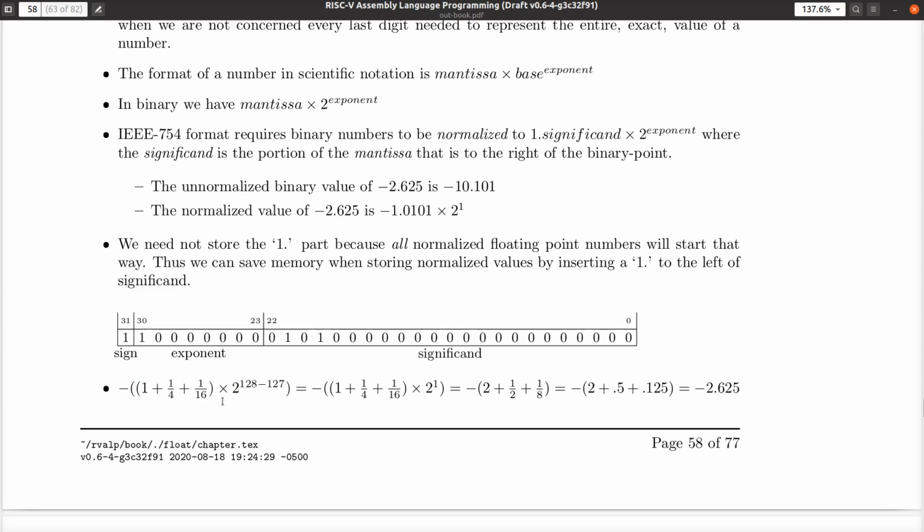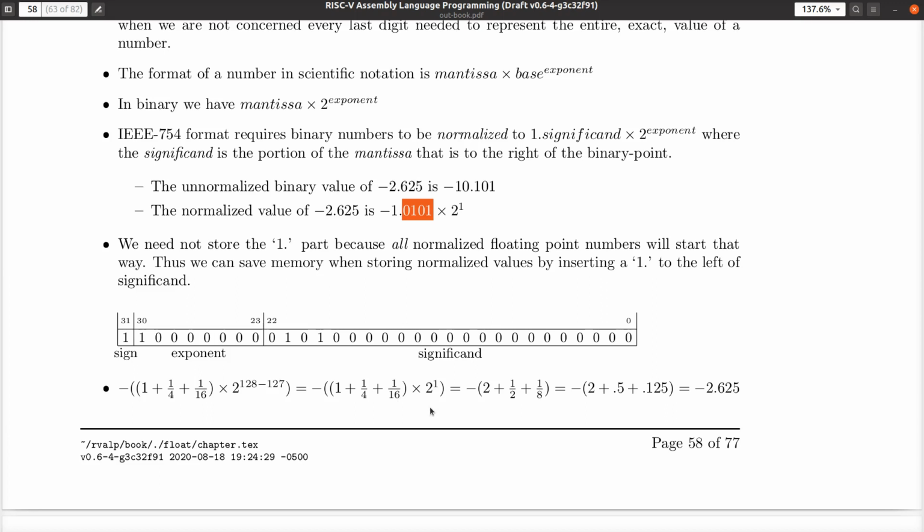All right? Then you're going to multiply it by 2 to whatever this thing is in here, minus 127. All right? So what's 128 minus 127? That's 1. So now we've got our 2 to the 1st power here, right? That's this guy right there. And we have our normalized significand in there, which comes out to mean this, 1 plus a quarter plus a 16th, okay? So just add them up and figure it all out.